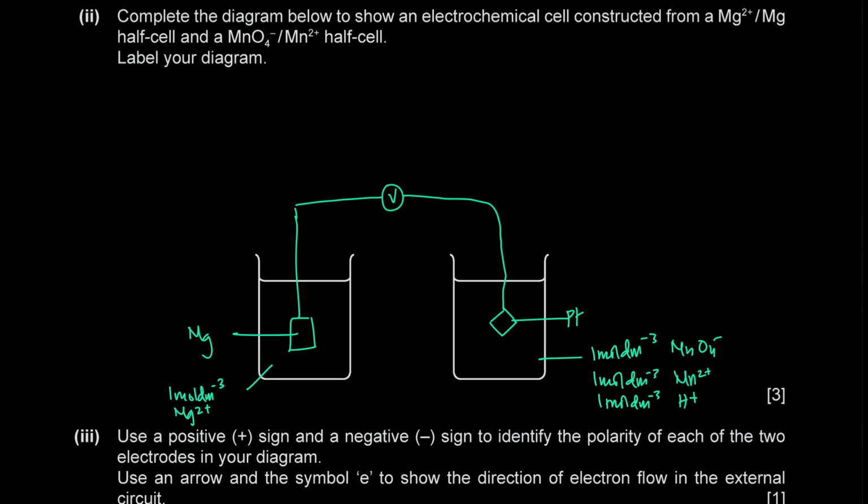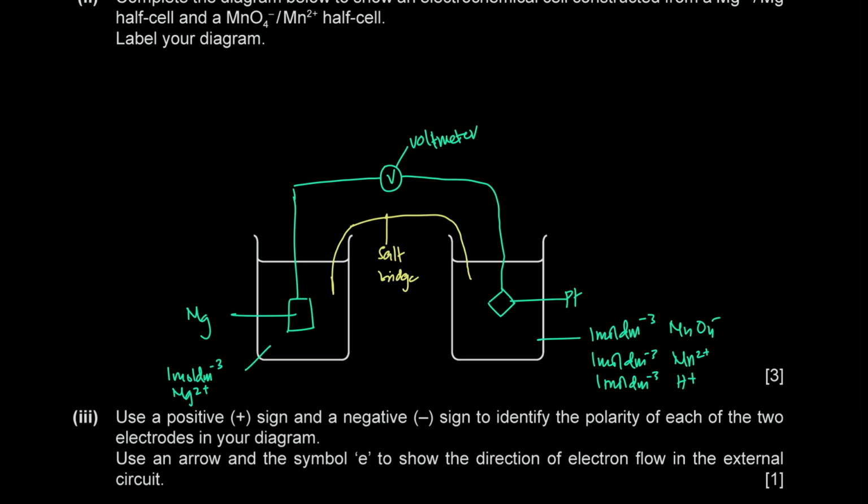In order to complete the circuit, we're going to need a salt bridge. And we have to fully label this diagram. So we have our salt bridge, which is usually a piece of filter paper soaked in saturated potassium nitrate. We have our voltmeter. Label the voltmeter. We've labeled the electrodes, and we've labeled the electrolytes.